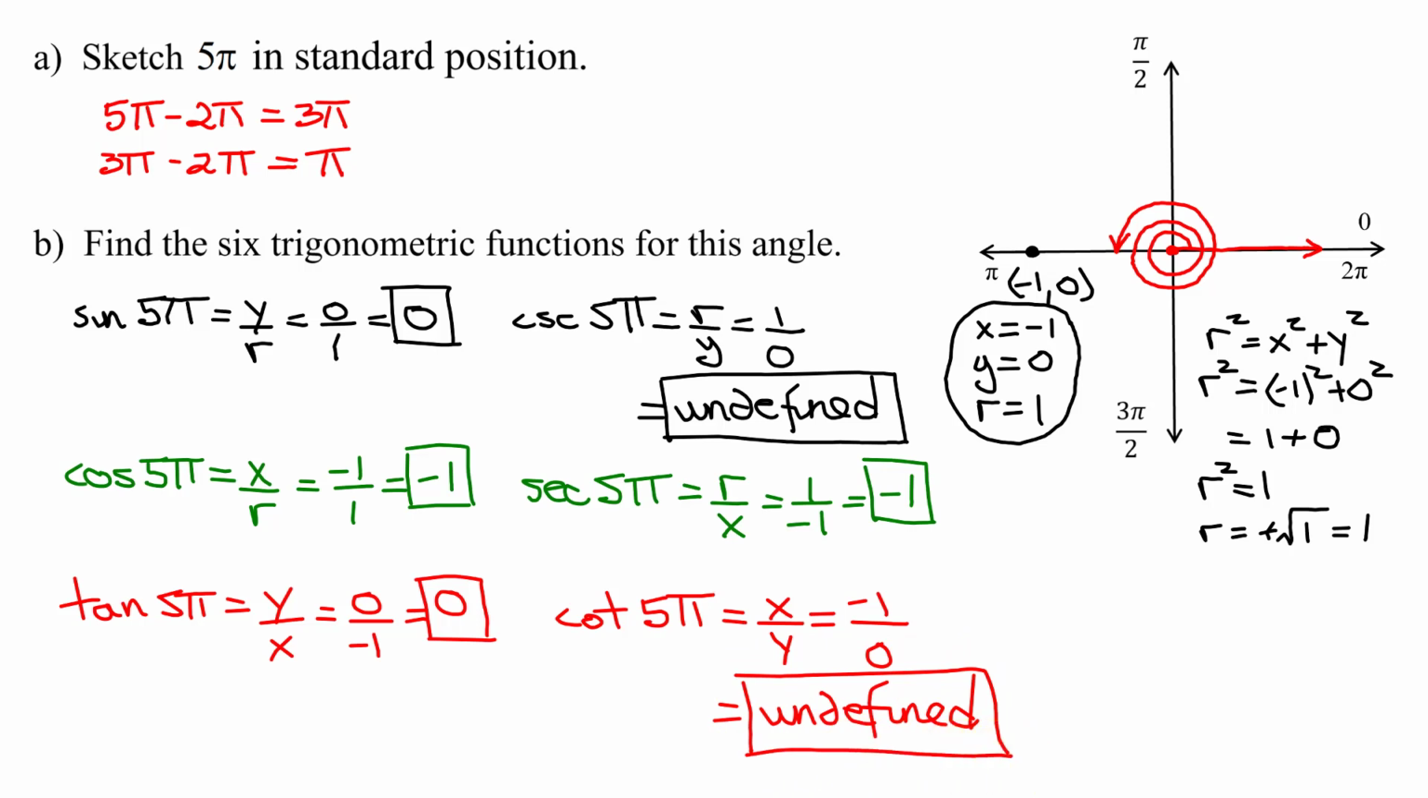One last thing I want to point out is every coterminal angle of 5 pi will have the same values for all 6 trig functions. So whether I'm trying to find the trig functions for 5 pi or 3 pi or pi or 7 pi or -pi or any odd multiple of pi, the trig function's values will be identical.